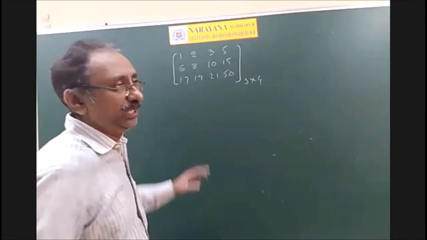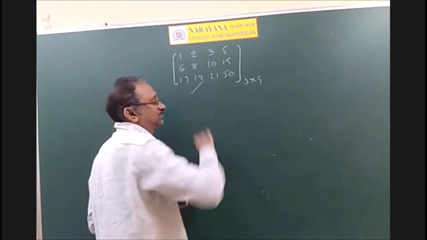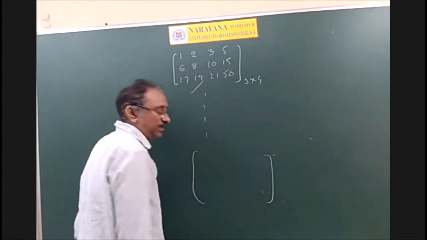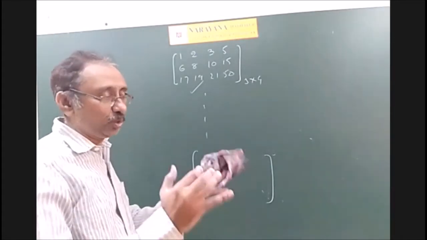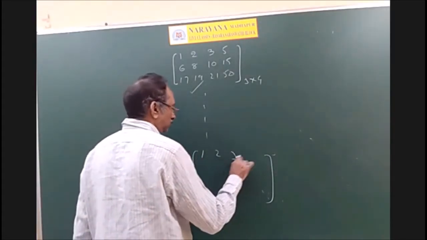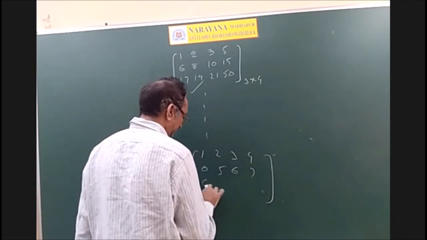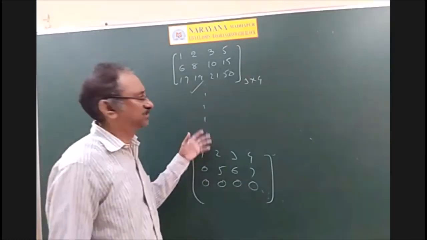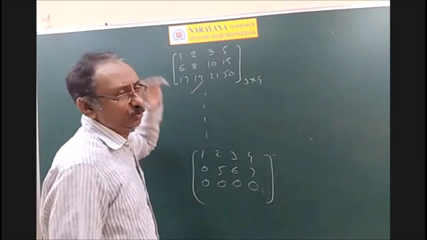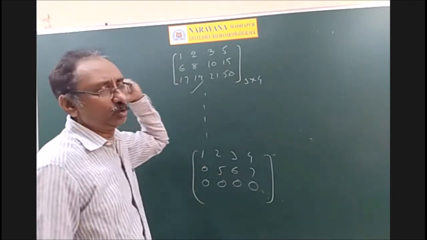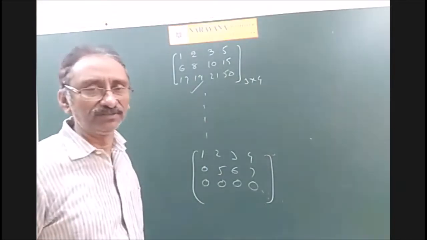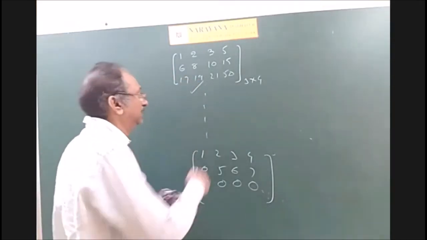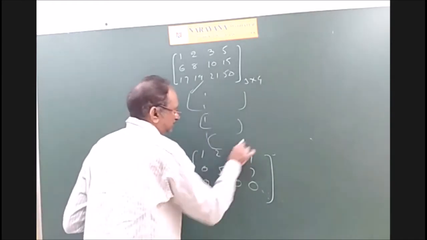So what we will do is apply elementary transformations on this matrix, and after applying some elementary operations, we make that matrix into echelon form. See, 1, 2, 3, 4, 0, 5, 6, 7, 0, 0, 0, 0. I apply operations: interchanging two rows, multiplying a row with a non-zero number, and multiplying a row with a number and adding it to the corresponding elements of another row. So by applying those operations, I will get this. And in the middle, you will get so many matrices.